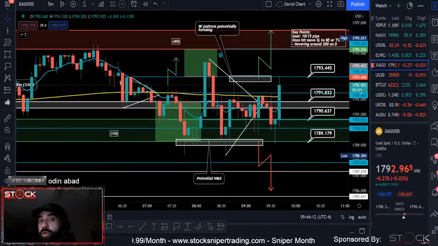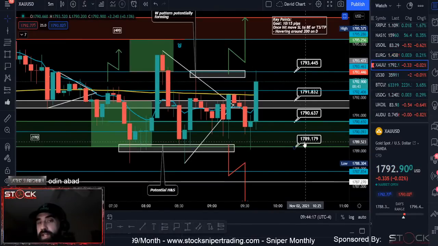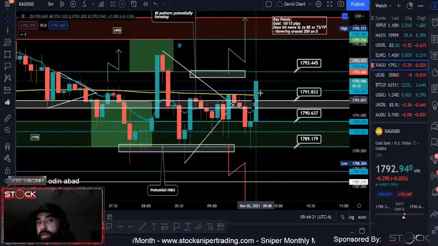My chart is really horrible, and like I said, I keep saying that. I apologize. But this was the only area down here, 1789. And it did not break below here. It wicked and it pushed back up, right?